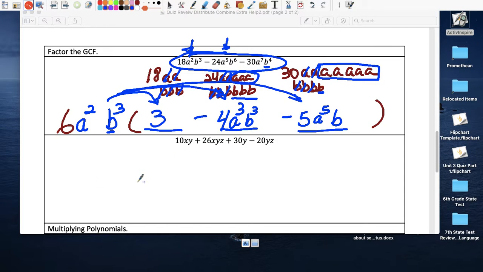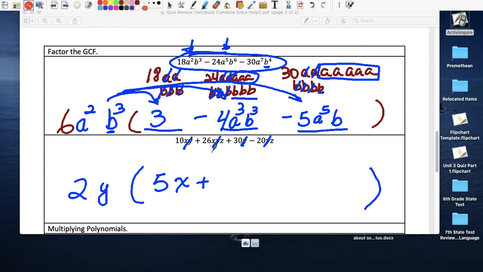Same thing here, right? What do they each share? The greatest common factor is 2. And then do they share any letters? Any variables, I'm sorry? Yeah, they share. Everybody has a y in there. So everybody has a y. So let me cross that y out. Now, 2y times what gives me 10x? Well, it's definitely times 5 and then times x.